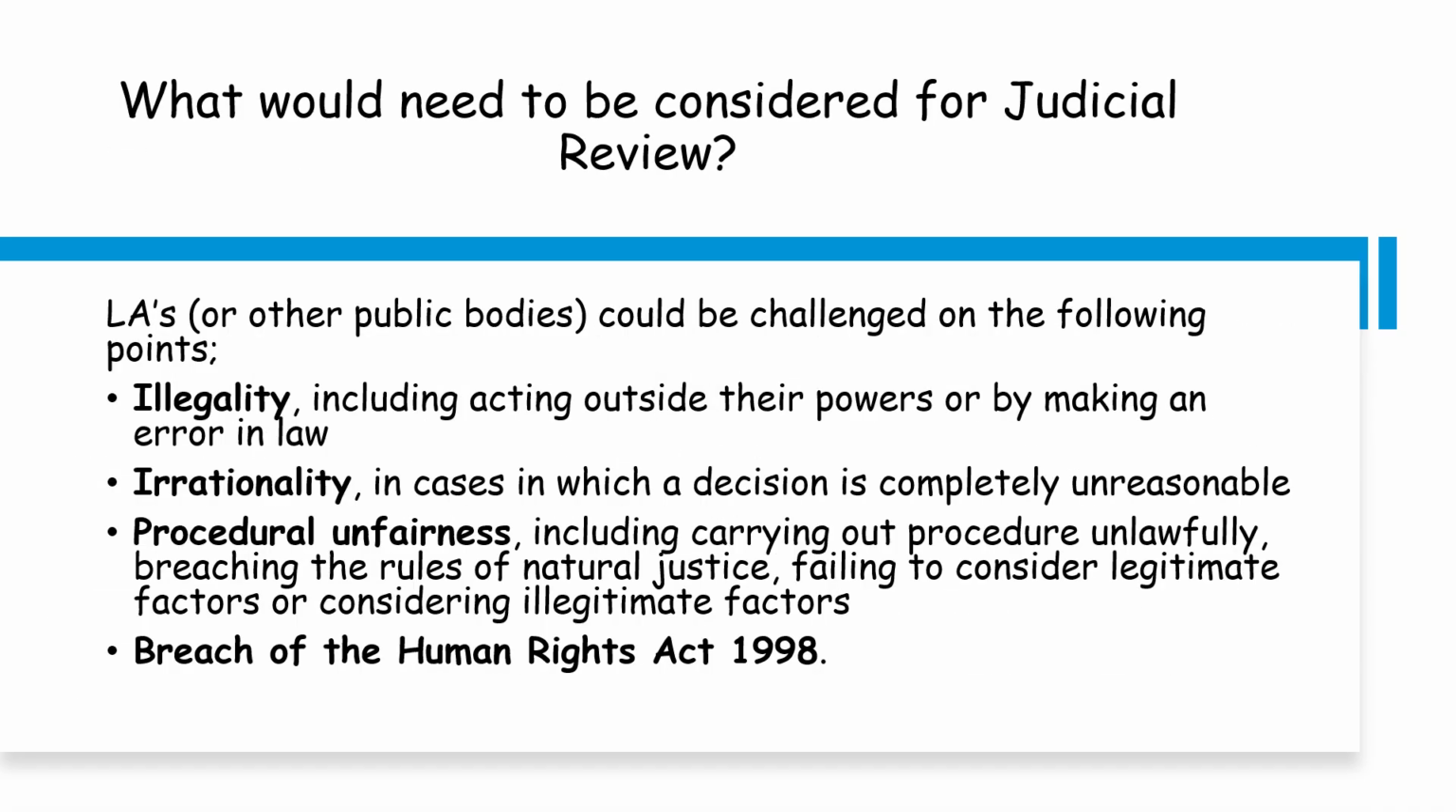So local authorities or other public bodies that can be taken for judicial review could be challenged on the following points: illegality, including acting outside their powers or by making an error in law; irrationality, in cases in which the decision is completely unreasonable; procedural unfairness, including carrying out procedure unlawfully, breaching the rules of natural justice, failing to consider legitimate factors or considering illegitimate factors; or a breach of the Human Rights Act.